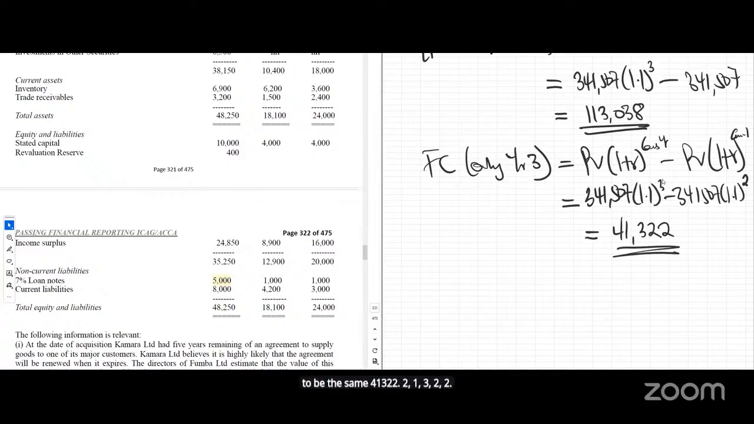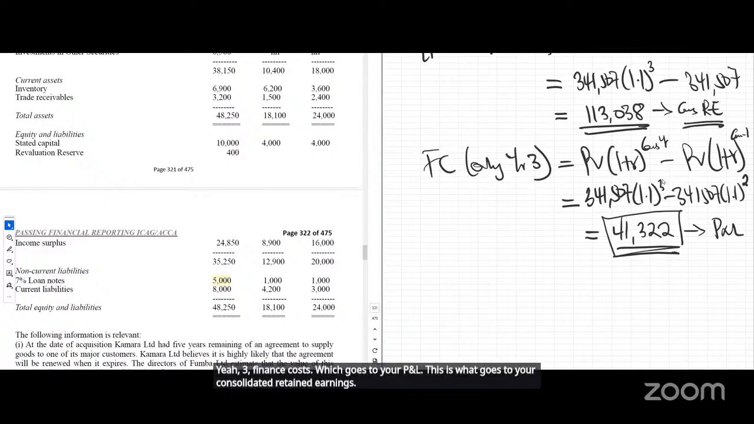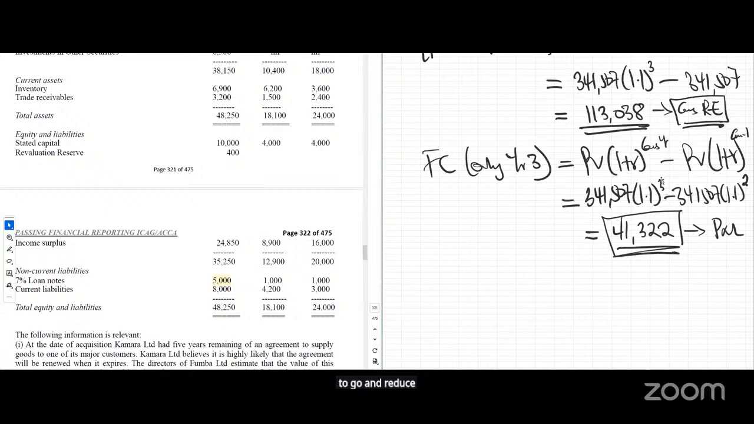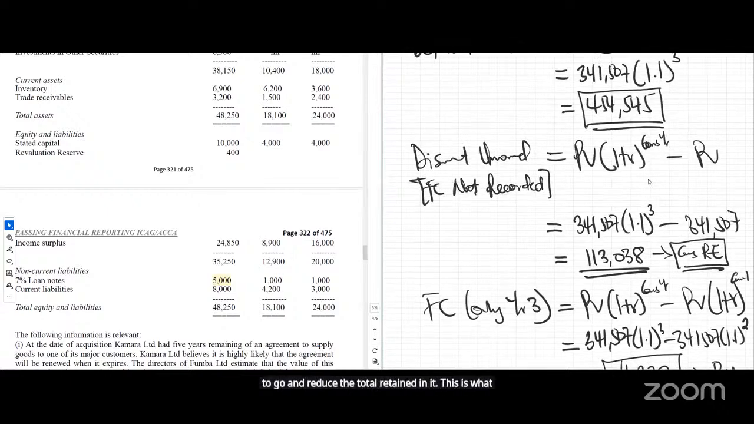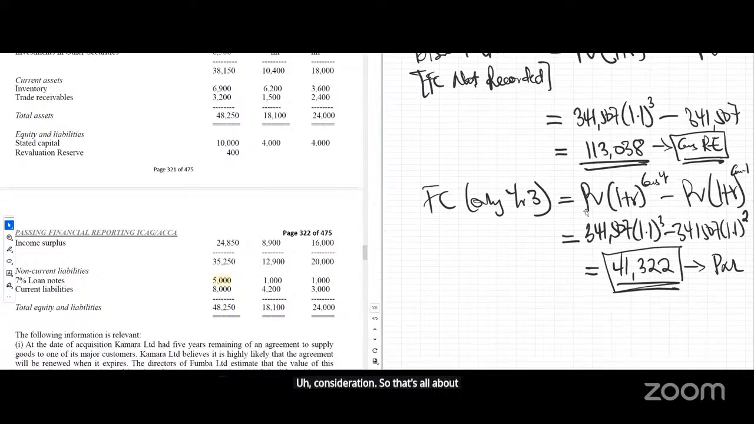41,322. So you see, this is only for 1 year. Year 3 finance cost goes to your P&L. This is what goes to your consolidated retained earnings to reduce the total retained earnings. This is what goes as deferred consideration. So that's all about deferred consideration.